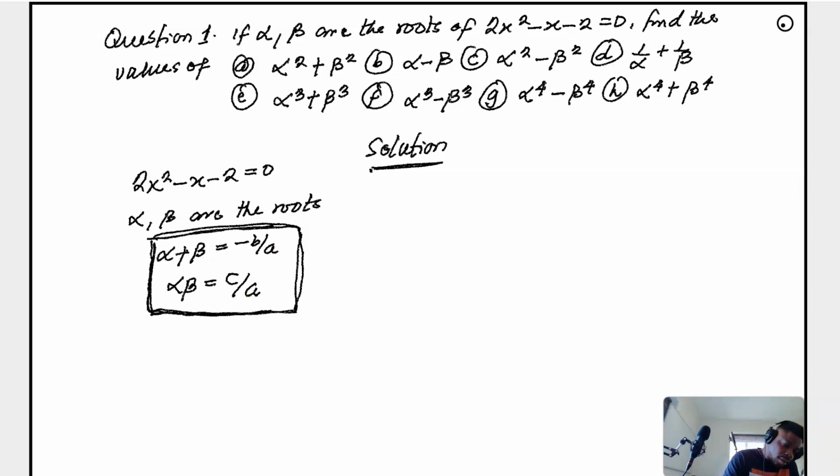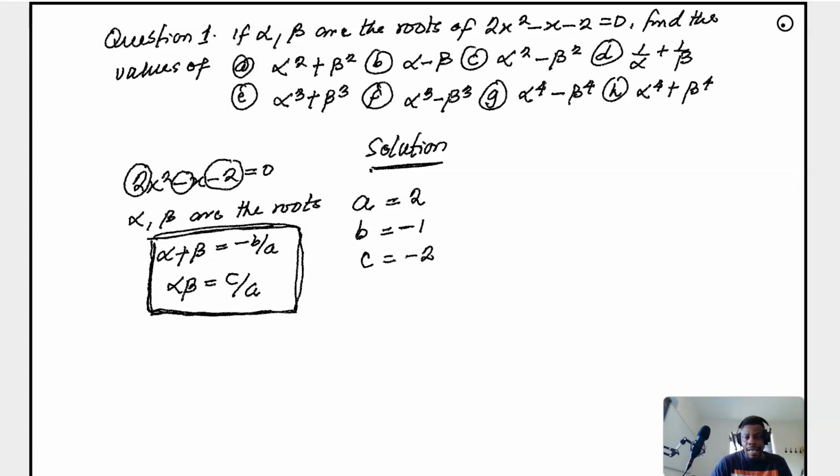Now, the next thing is you need to get what is a, what is b, and what is c from your quadratic equation given to you. So this is our a. Our a is 2. Our b is minus 1. And our c is minus 2. You already know how to get a, b, c when we did the quadratic formula. For those of you that have not seen my video on the quadratic formula method, click on the top right hand corner of this video. So let's continue.